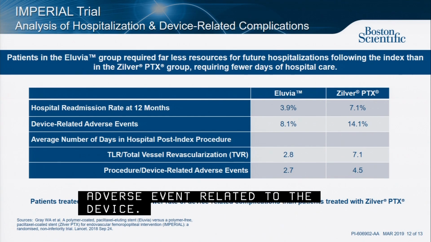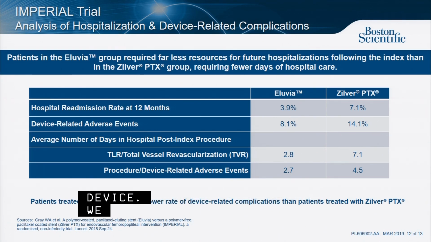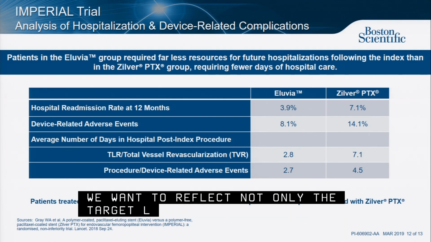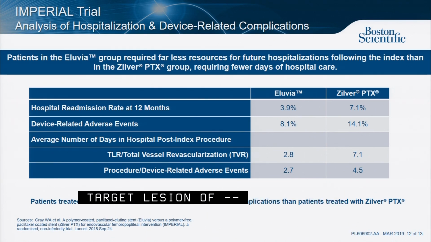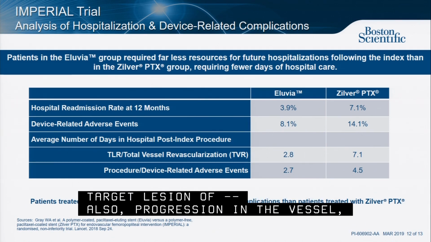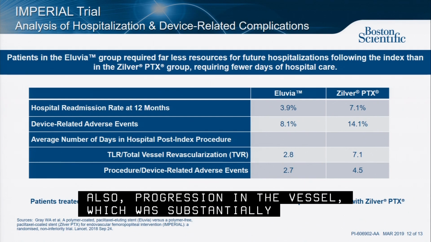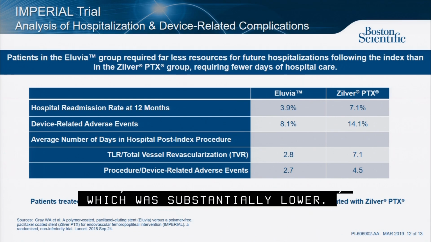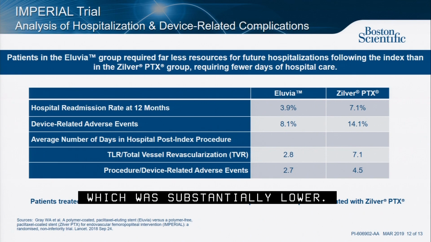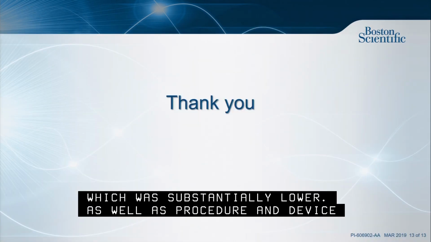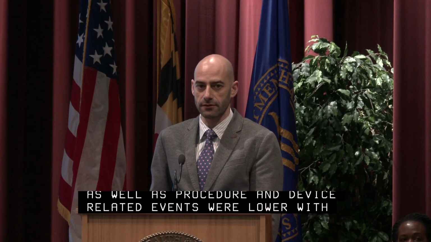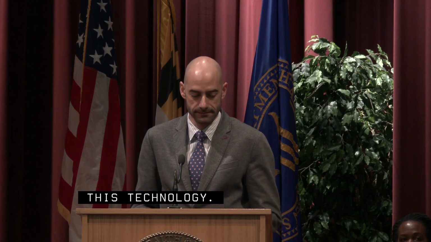We want to reflect also not only the target lesion revascularization, the lesion where you intervened before, but also progression in the vessel, which was also substantially lower, 2.8 versus 7.1%. And as well, procedure and device-related events were lower with this technology. And that's the extent of my presentation. I'll open it for questions.